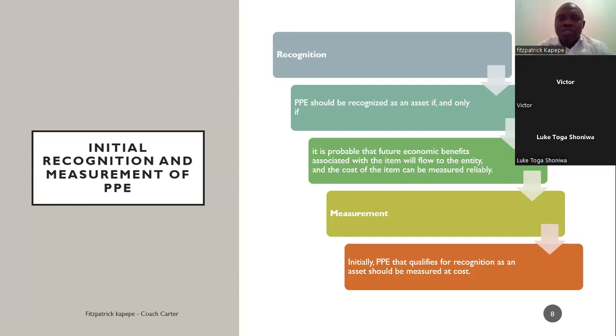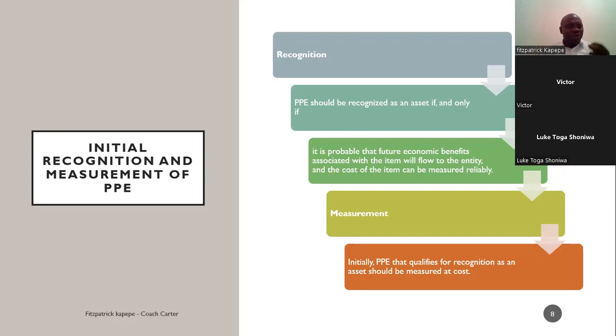So we now go to initial recognition and measurement of property, plant, and equipment. The first thing that we'll do is to recognize. So recognition is key. Property, plant, and equipment should be recognized as an asset if and only if, and these are things that we need to look at, what are those criteria that we should use to recognize property, plant, and equipment?